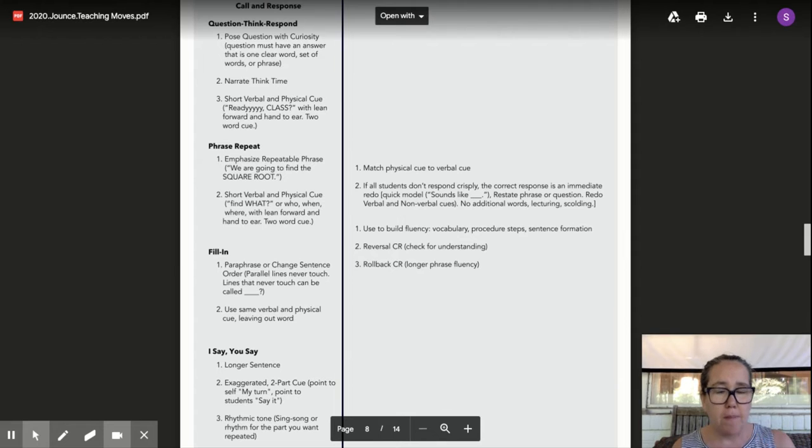So there's 4 different types of call and response. Take a second to look through what's on our screen here. These are our 4 types: question, think, respond, phrase, repeat, fill in, and I say, you say, and then some nuanced notes about them. Take a look at those for a second. Great. And I'm actually going to keep the notes up so you can see them clearly as I go through and model these.